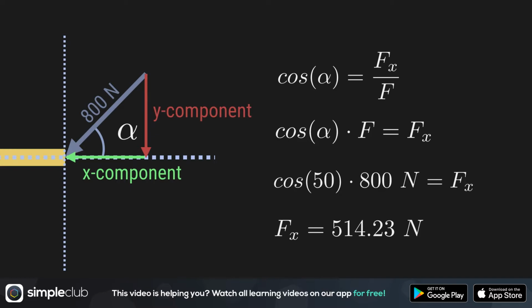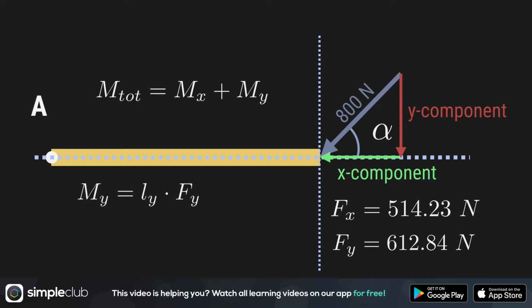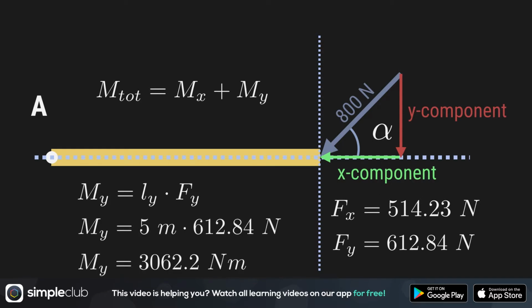Well, the hard part's behind us now. The torque we're trying to determine is simply the sum total of individual force moments. So the moment exerted by Fx plus the moment of Fy equals our total moment. This method comes with the great advantage that the distance of Fy equals the length of the board. With a board length of 5 meters, this gives us a moment of a little over 3,000 Newton meters.